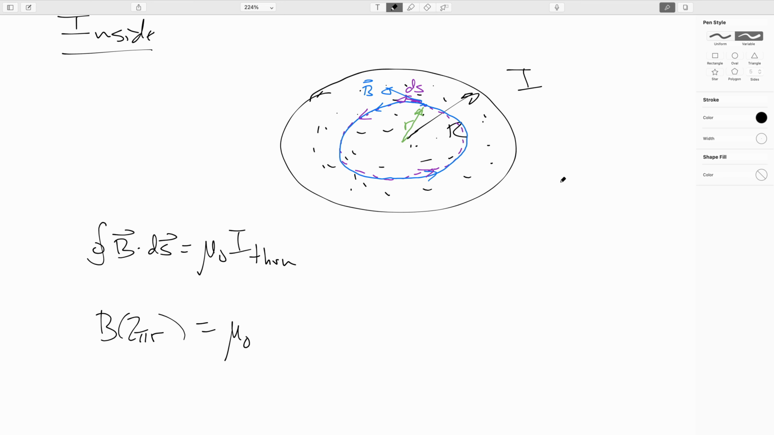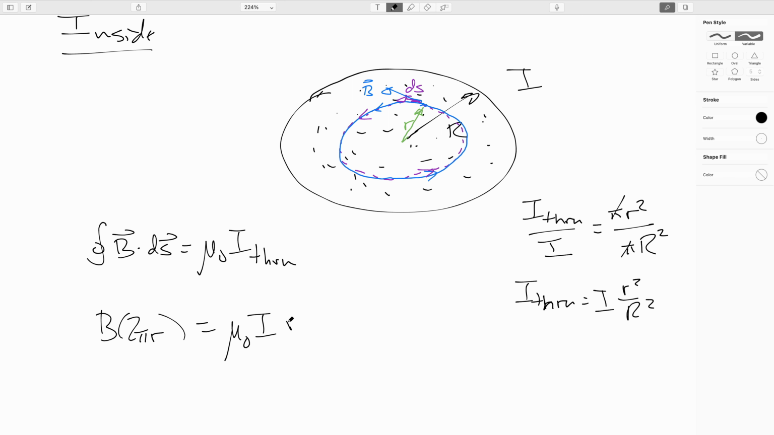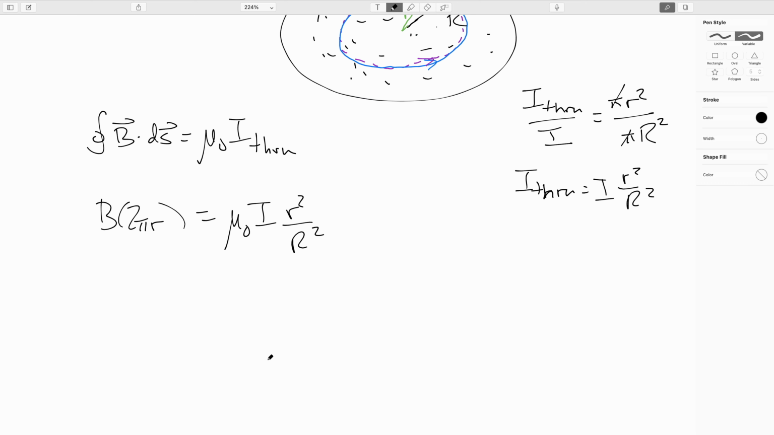I can recognize that the current going through the Amperian path is to the total current as the area enclosed by the Amperian path is to the cross-sectional area of the wire. I can cancel pi's and get that I through is I times little r squared over big R squared. So I'll put that in: I r squared over R squared, like that. And when I rearrange it around, I can cancel an r there. I get that B is equal to mu naught over 2 pi times I times r over R squared.